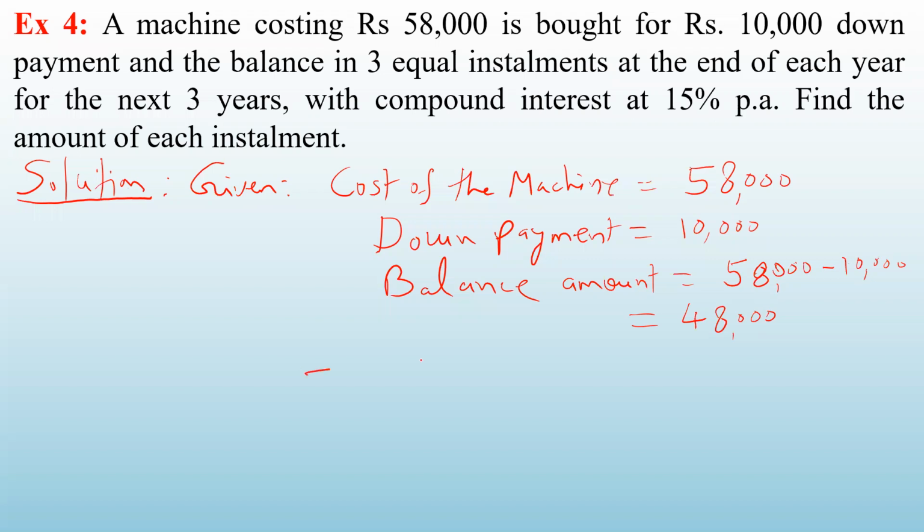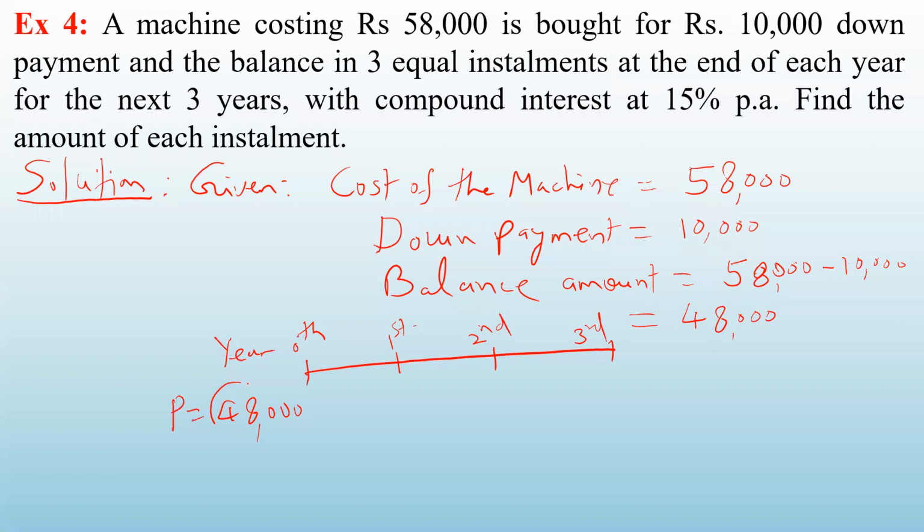In 3 equal installments. See, this 48,000, that is the present value. It is paid in 3 equal installments at the end of the first year, second year and third year. This is the 0th year. This 48,000 is the present value. He is not paying it now, he is paying in installments.